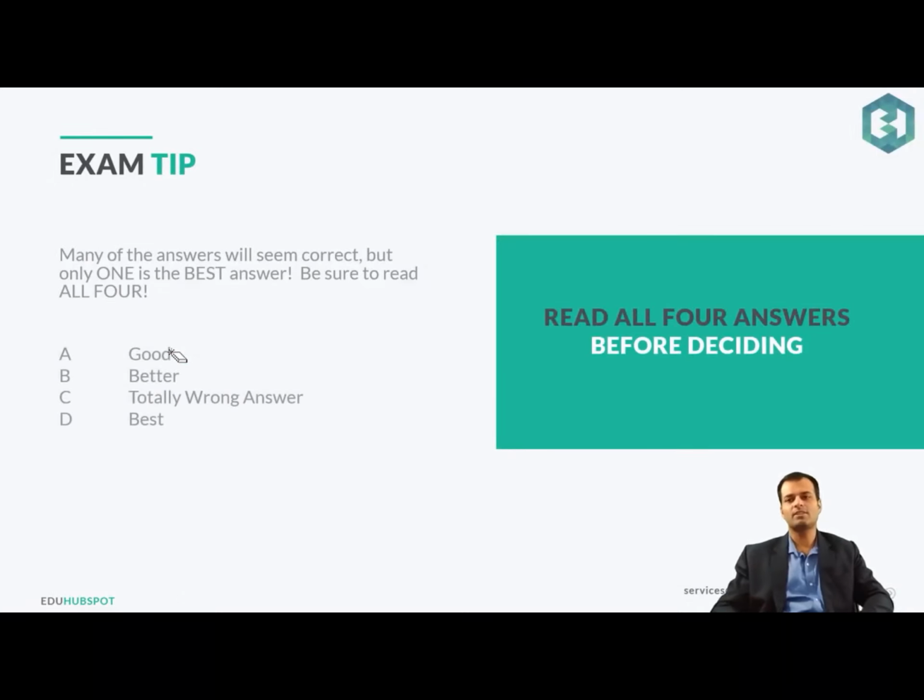The first exam tip is: read all four answers before deciding. I repeat, read all four answers before deciding. A lot of people get excited. They read the first option and see, oh, it's a good option, so that might be the correct answer. No, I really don't want you to do that. Make sure you're reading all four answers, because the good option might be good, but we may have a better answer, or we may have the best answer. So make sure that you're reading all four answers before you decide.